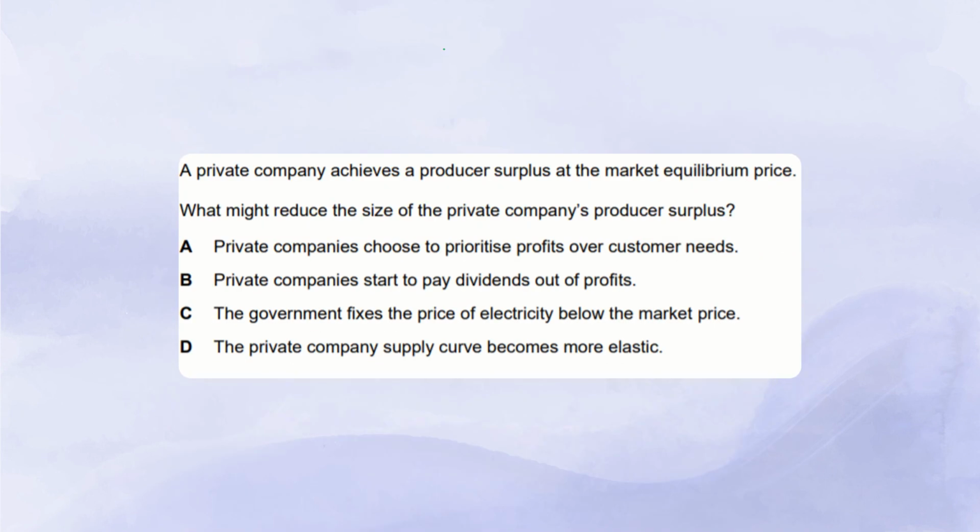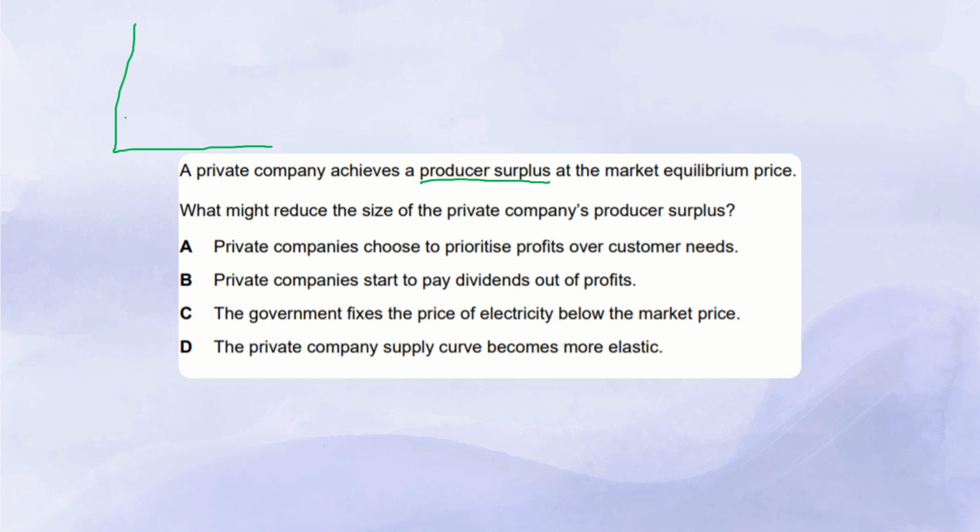A private company achieves a producer surplus. So this is a question about producer surplus at the market equilibrium price. What might reduce the size of the producer surplus? All right. So for this, we need to use the concept of elasticity of supply.